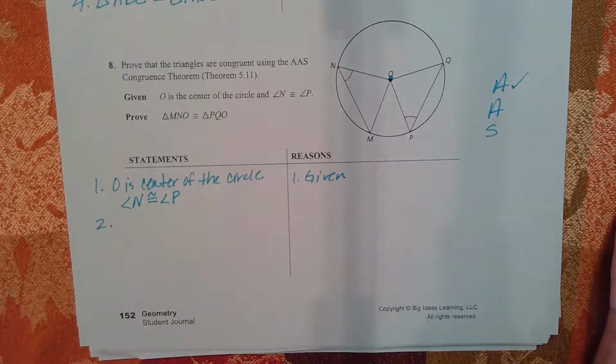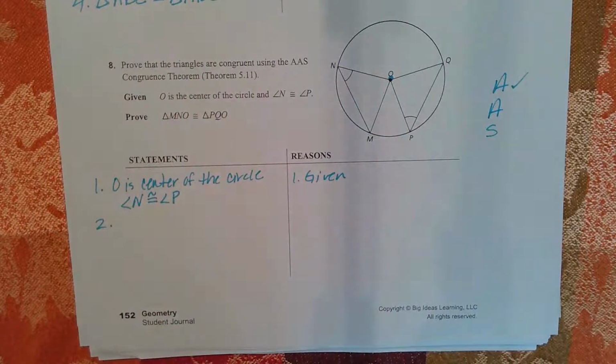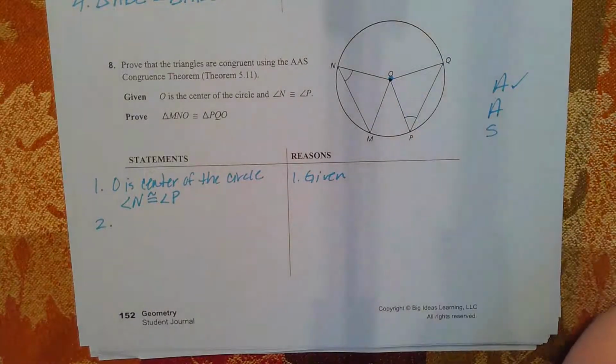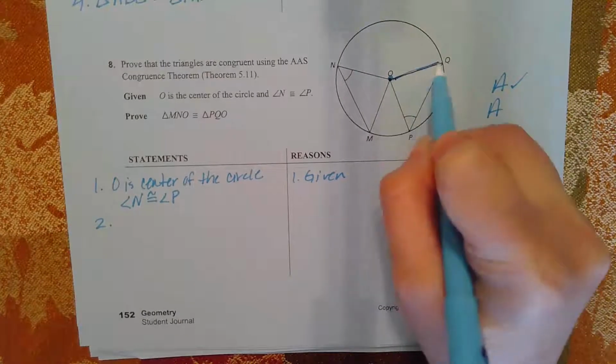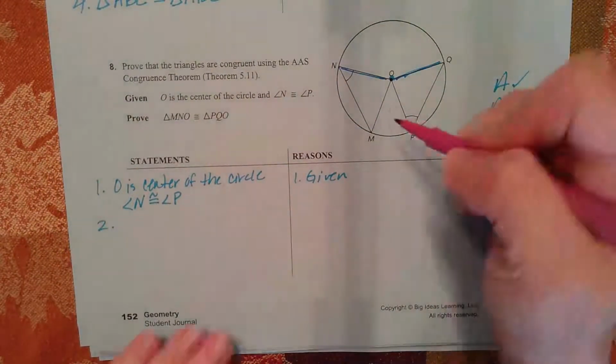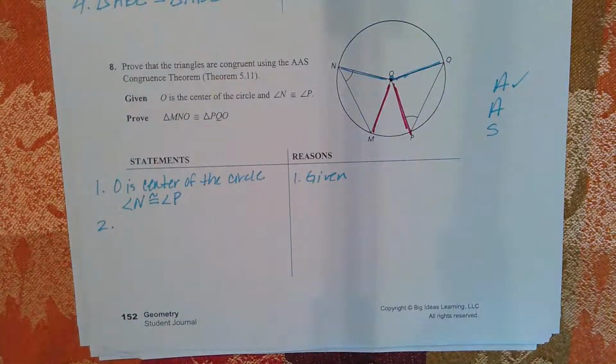So you have to think, why am I telling you that O is the center of the circle? Why is that important? So look at your picture. If O is the center of my circle, think about what we know about this length and this length and this length and this length. What do we know about all of those measurements?